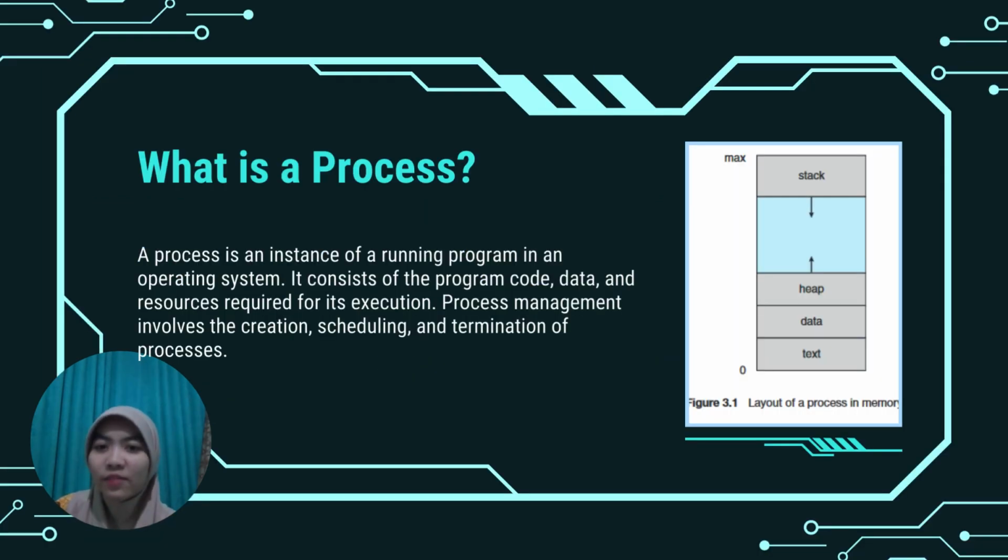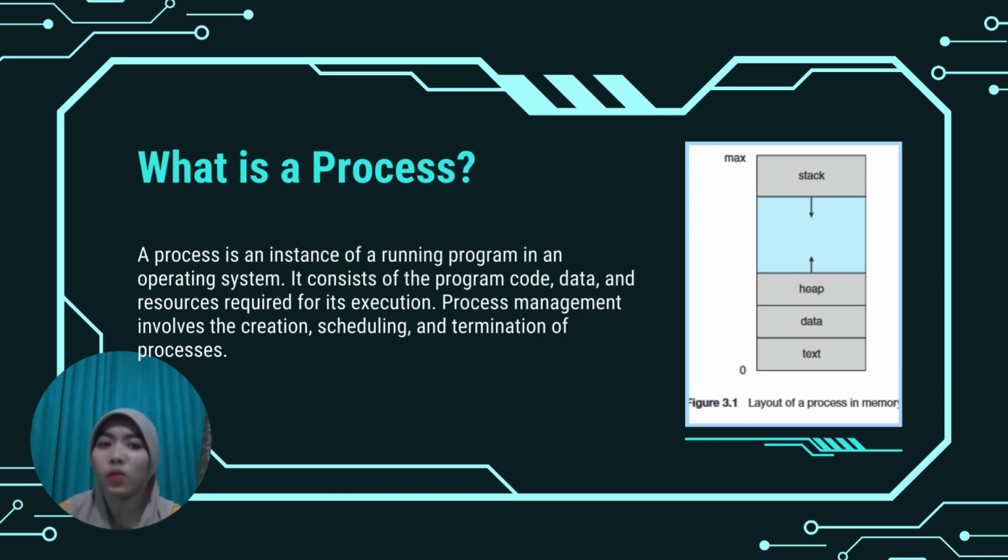Okay, so first things first, what is a process? We will talk about processes, but before we get started, what is a process? A process is an instance of a running program in an operating system. It consists of program code, data, and resources required for execution. A process is a program in execution. It represents a single instance of a program running on a computer system.